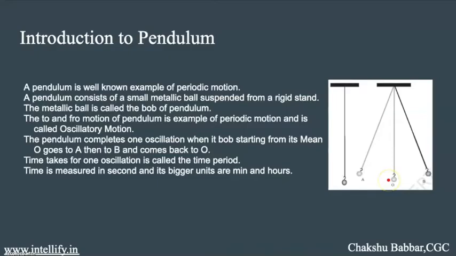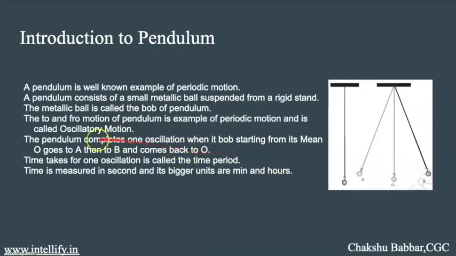So what is to and fro motion? See, if we have the bob at point O, it goes to A, then comes back to O, then goes to B, then comes back to O. This is called to and fro motion. It has motion like this. You see the pointer like this. It goes from O to A, then back to O, then to B, then back to O.